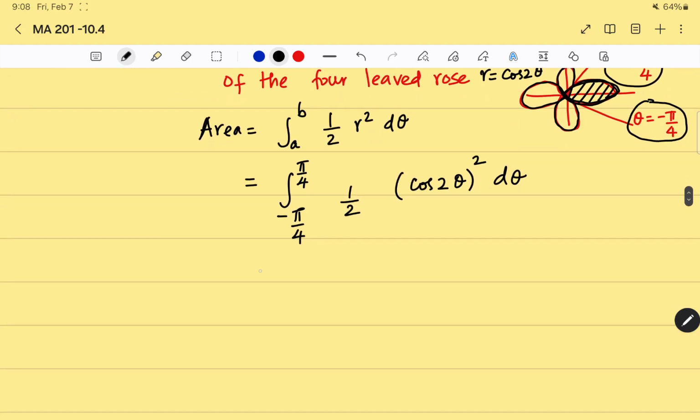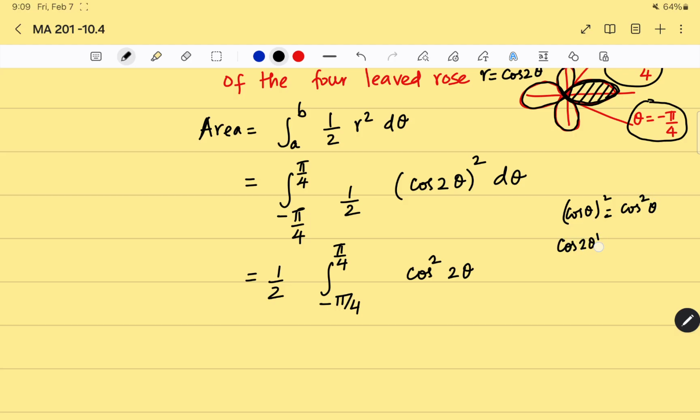So this equals 1 by 2 comes out, integral minus pi by 4 to plus pi by 4, cos square 2 theta. Because you know very well cos theta the square is nothing but cos square theta. So cos 2 theta the square is nothing but cos square 2 theta.